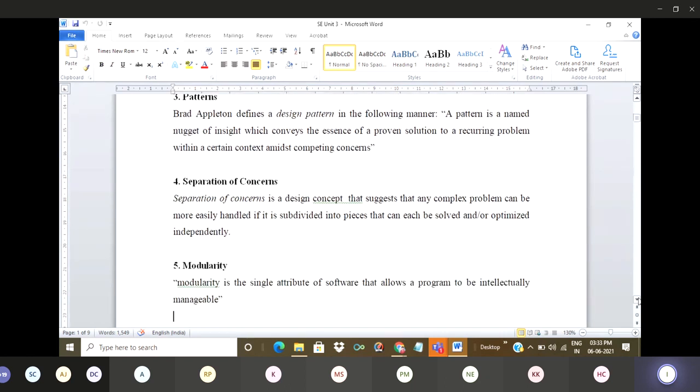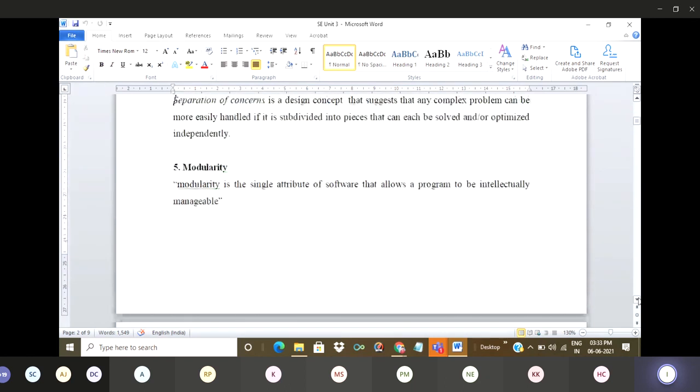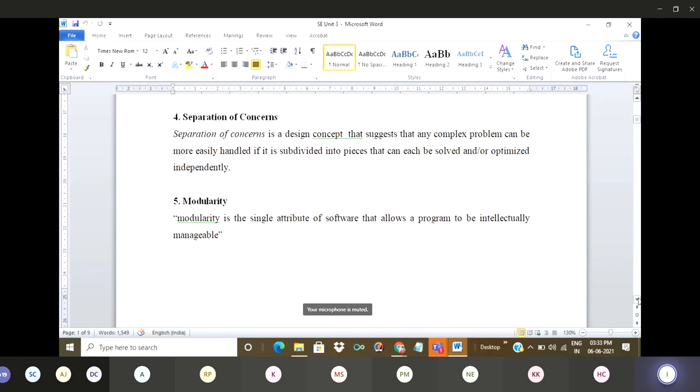So fourth is separation of concerns. Separation of concerns is a design concept that suggests that any complex problem can be more easily handled if it is subdivided into pieces that can each be solved or optimized independently.